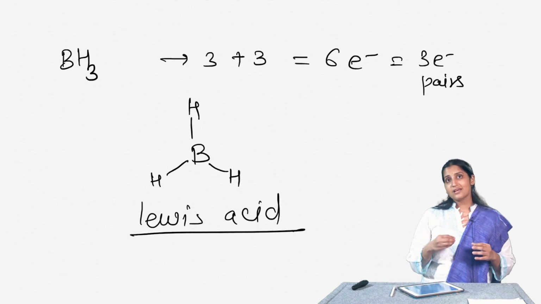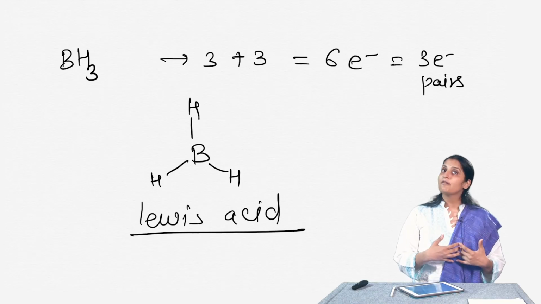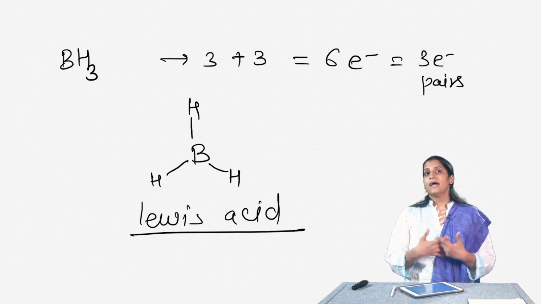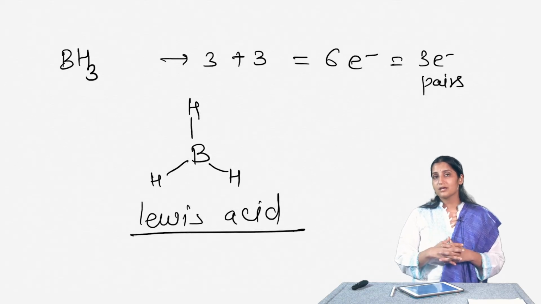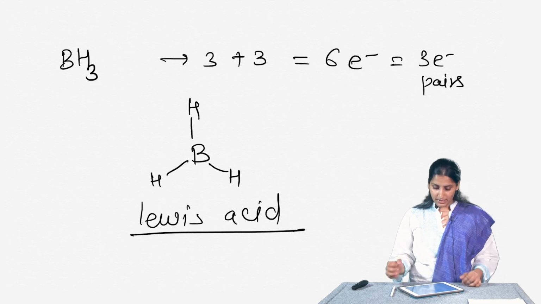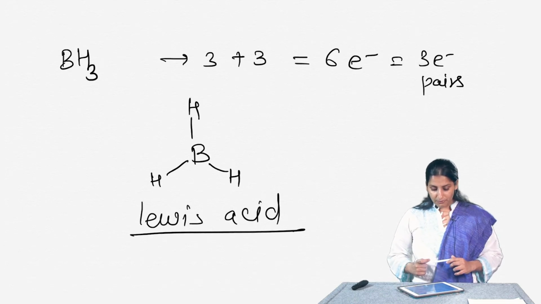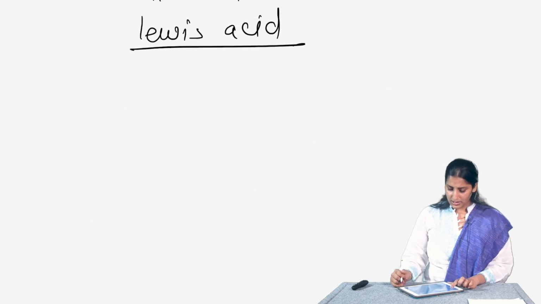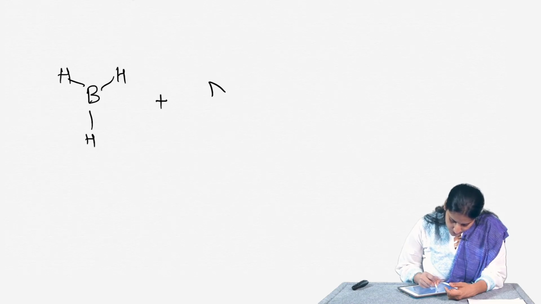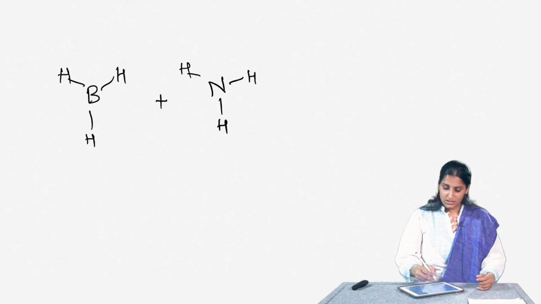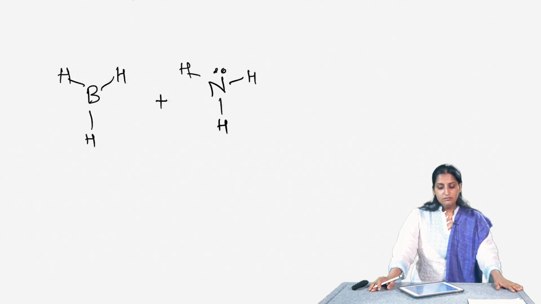Lewis acids are molecules that accept a pair of electrons in a chemical reaction, and they have the vacancy for that particular electron pair to be accepted. Boron here can accept a pair of electrons, and in fact, let us write down a reaction between BH3 and NH3. So, BH3, which is our Lewis acid, and ammonia, which is our Lewis base, right.